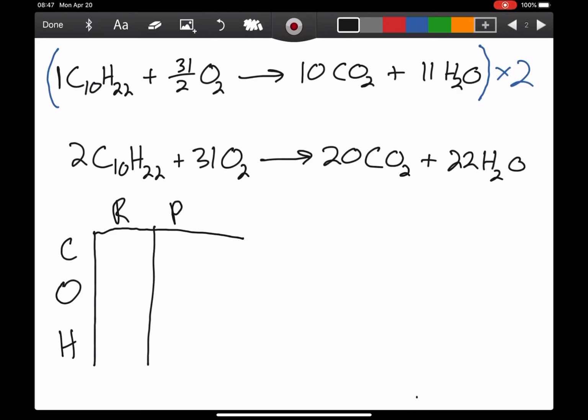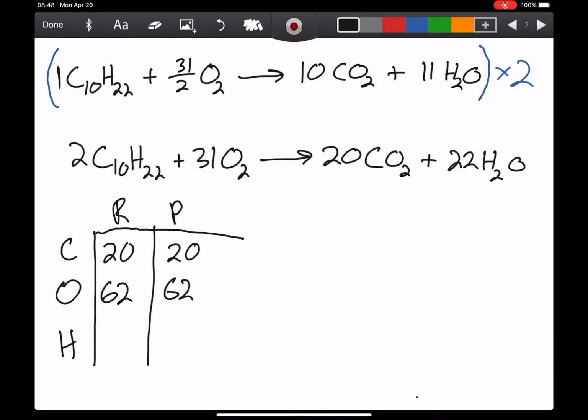So on our reactant side of the equation, we have 20 carbons because we have 10 times 2. On our product side of the equation, carbon appears once on that side, and we have 20 CO2s, so we have 20 carbons. Now for oxygens, we have 31 times 2, which is 62. And then on the products side of the equation, we have CO2, so there's 2 oxygen times 20, that's 40, plus 22 times 1 is 62.